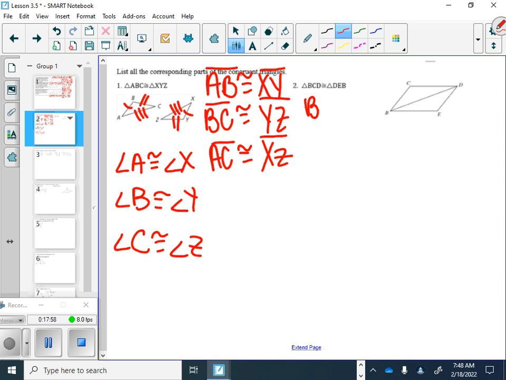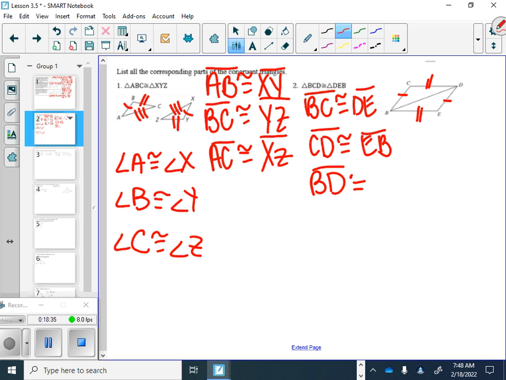Side BC. What is it congruent to? DE, good. BC and DE are congruent to each other. The first two letters. Alright. Side CD is congruent to what? EB, good. So CB and EB are congruent to each other. And then side BD is congruent to what?